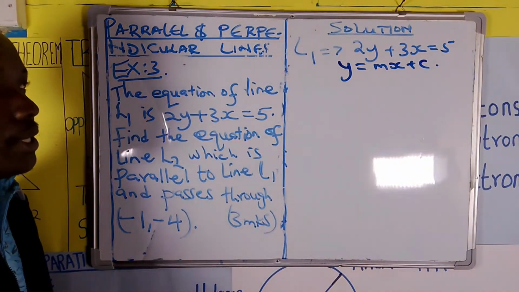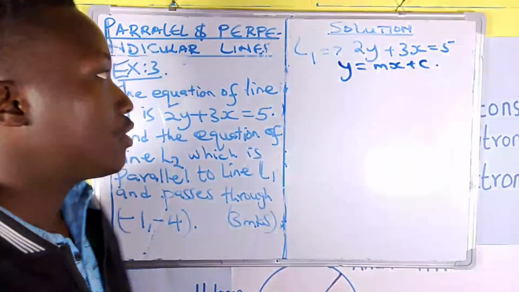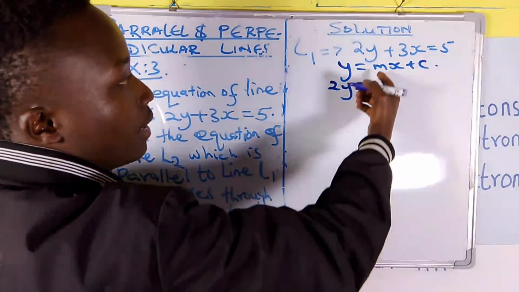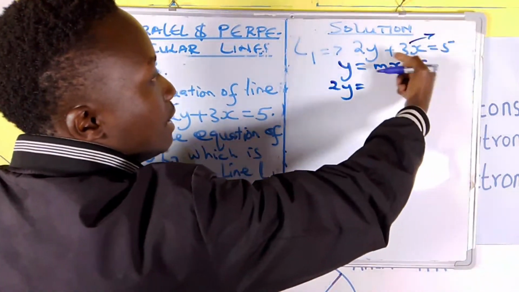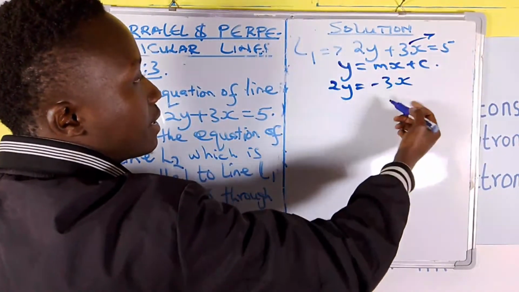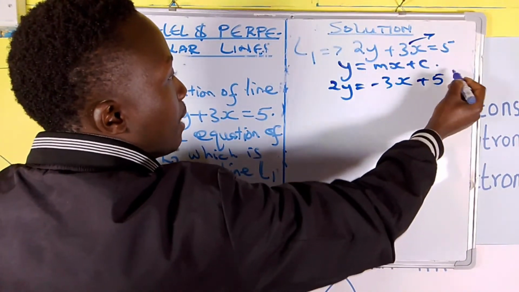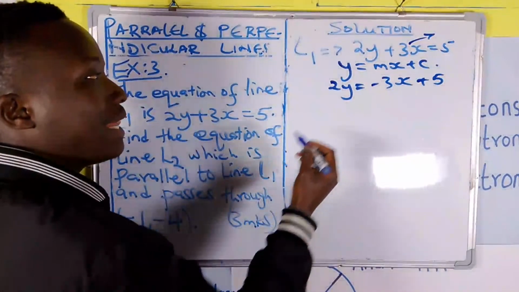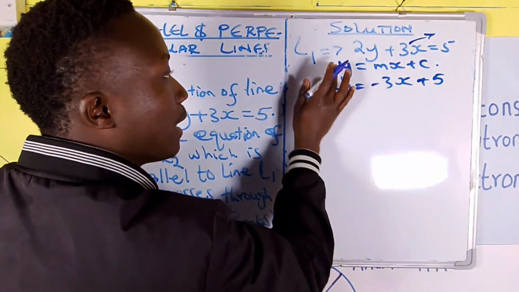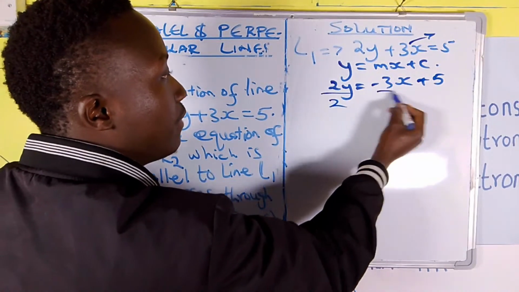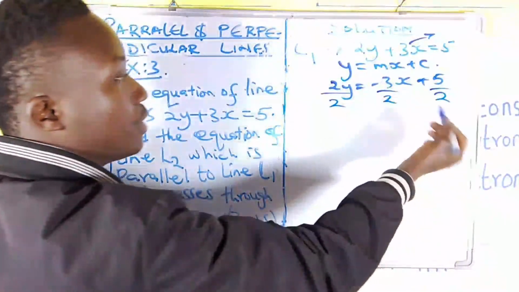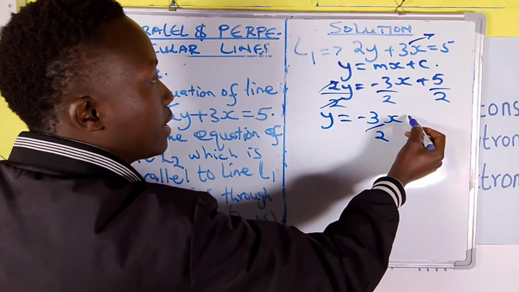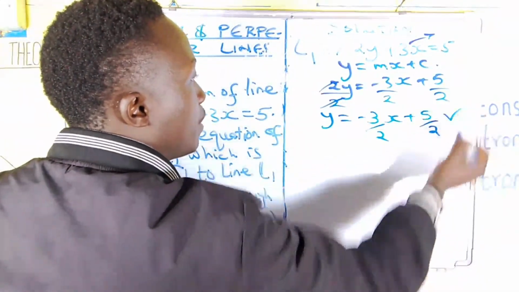This simply means that we need to write our equation in this format. So we need to start with 2y, then we put an equal sign. We take plus 3x to the other side to have negative 3x. The constant will still remain plus 5. Then for us to determine the gradient m, we need to ensure that the coefficient of y is 1. So we divide everything by 2, and we end up having y is equal to negative 3 over 2 x plus 5 over 2.